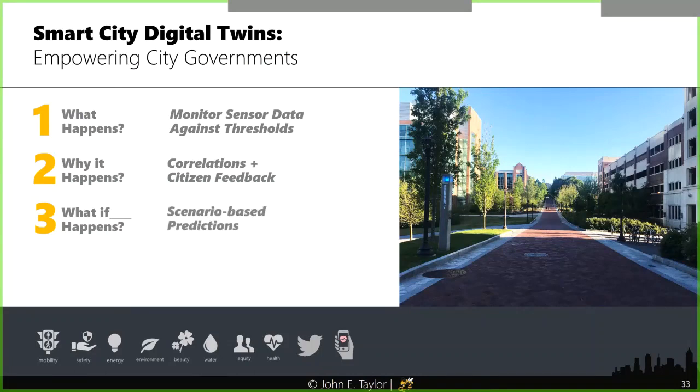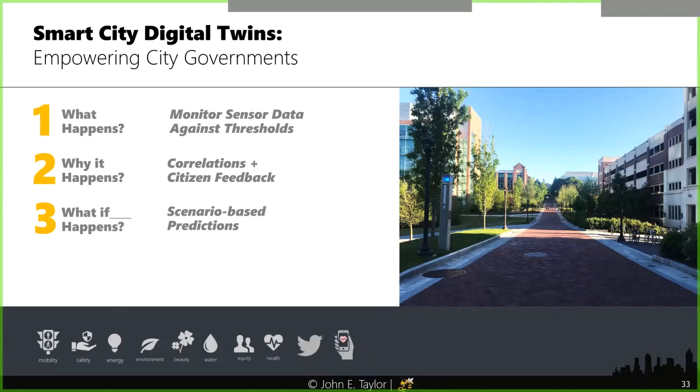At the next level up is scenario-based predictions, and this seems to be the gold standard as we go around and talk to cities. They definitely want to understand what's happening. They definitely want to understand why it's happening, but they love to understand, if we made this a change, what effect would it have? Well, that requires collecting sufficient data up front.